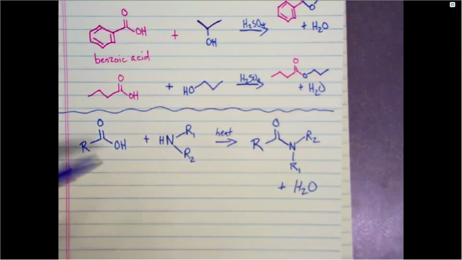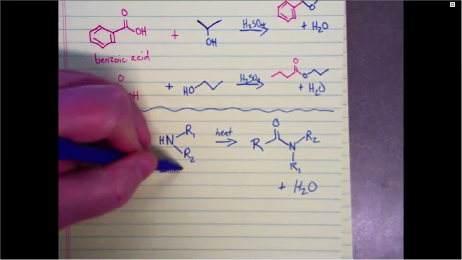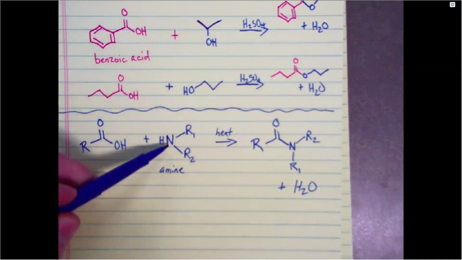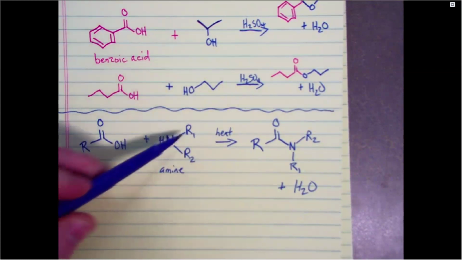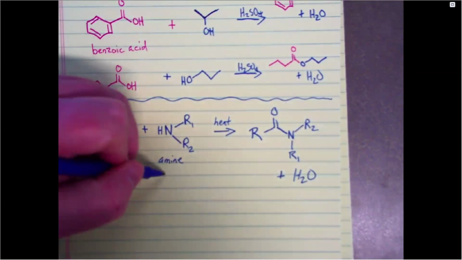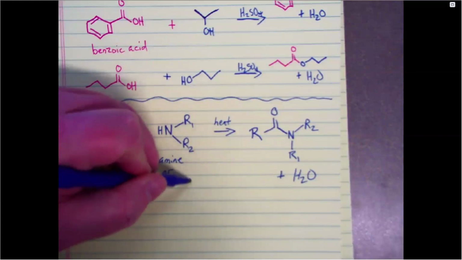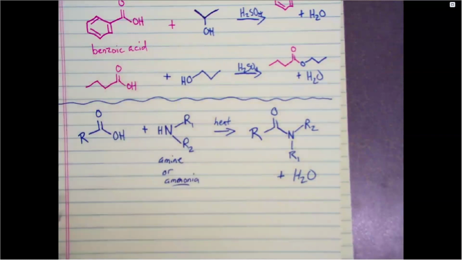So by putting a carboxylic acid together with, by the way, this is called an amine, if it's a nitrogen with one or more alkyl groups attached to it. If there were no alkyl groups attached, it would just be ammonia, NH3. Putting those two together with heat will allow us to do another condensation reaction.